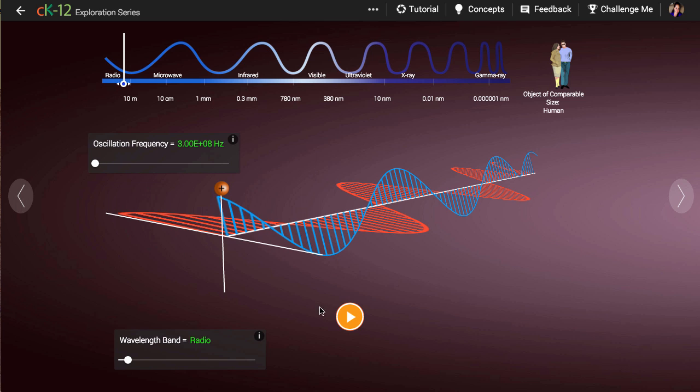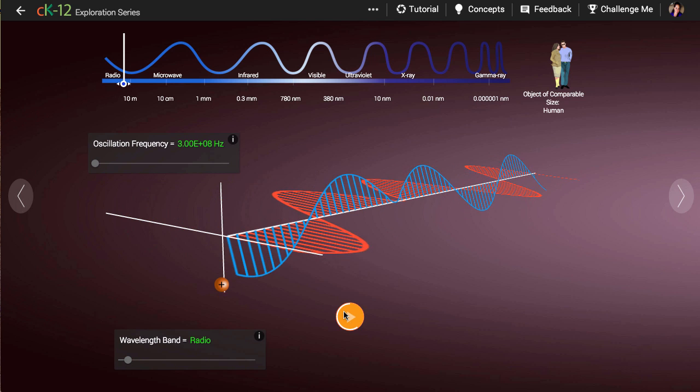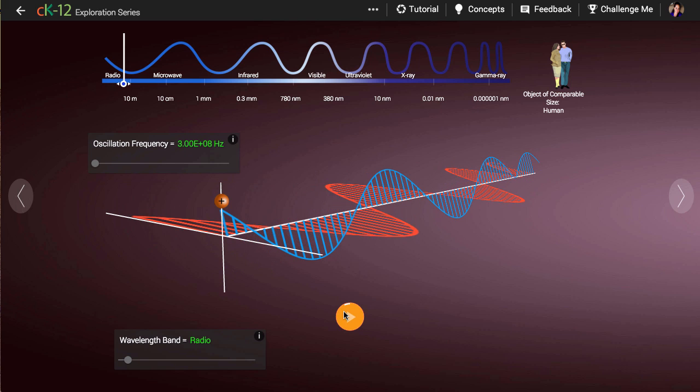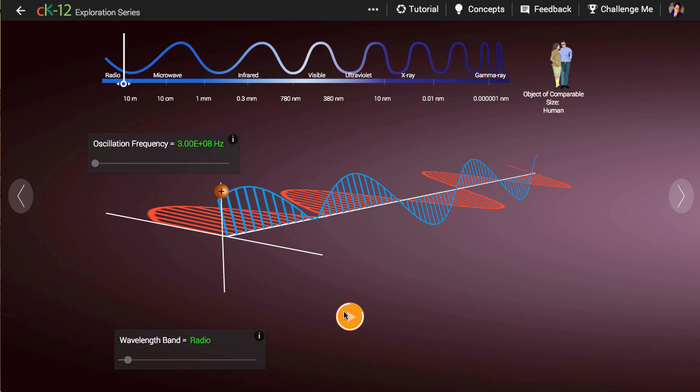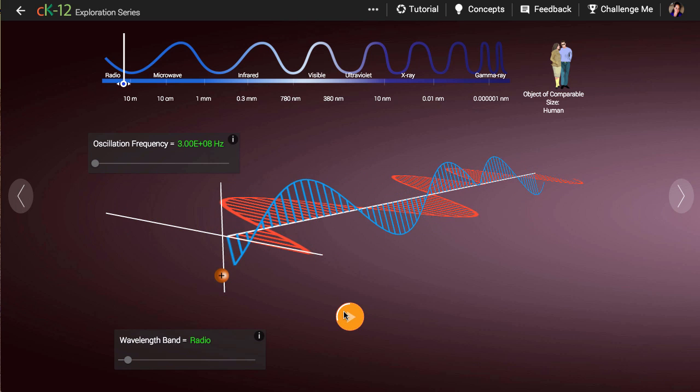This animation, when you hit play, shows the electric field oscillating up and down, and a magnetic field oscillating side to side. This is typical for electromagnetic fields. The electric and magnetic fields are at right angles to one another. The orientation of the plane of the electric field describes the polarization of the light. Here, the light is linearly polarized.